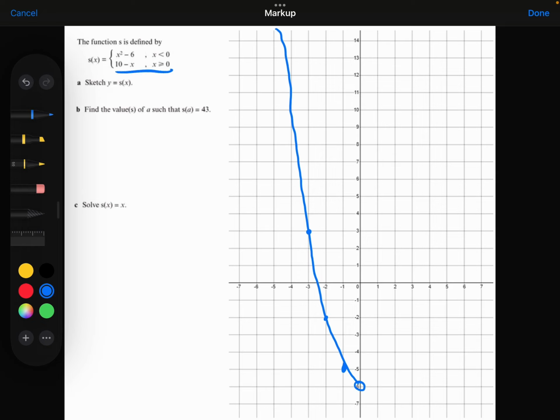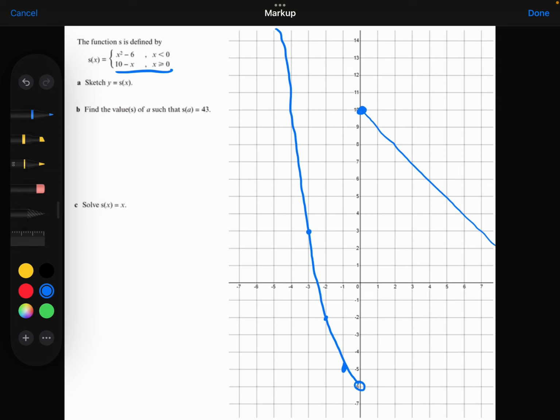10 minus x, well, when x is 0, y is 10. X can equal 0, so y can equal 10. So I'm drawing a solid circle there. And then we've got a gradient of minus 1, so that's going to look something like this.